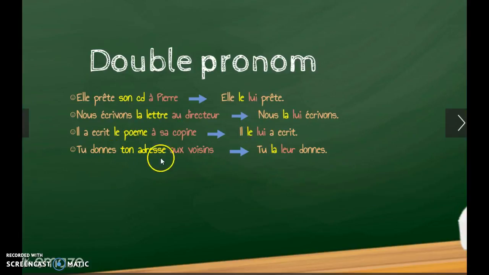And then tu donnes ton adresse aux voisins. You give your address to the neighbors. So la to replace adresse, leur to replace voisins. And the order of the pronouns really is the same as in the original sentences.